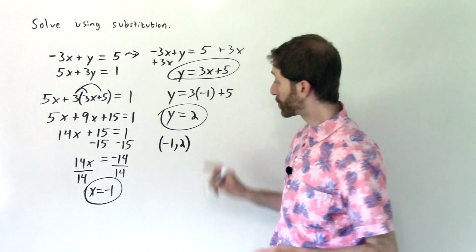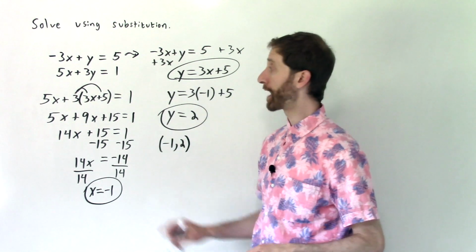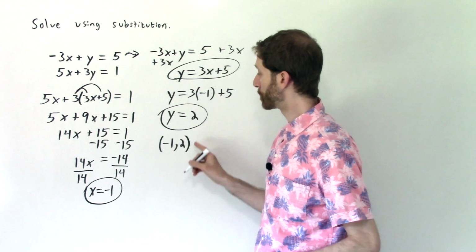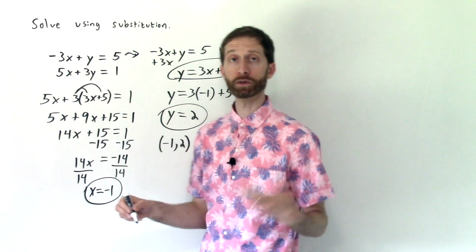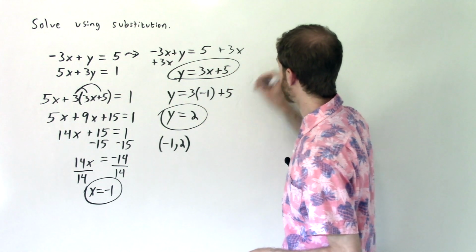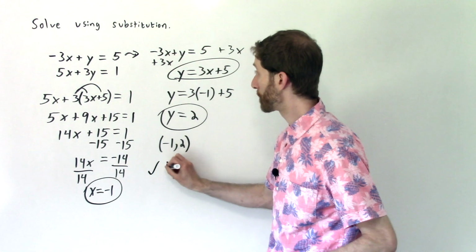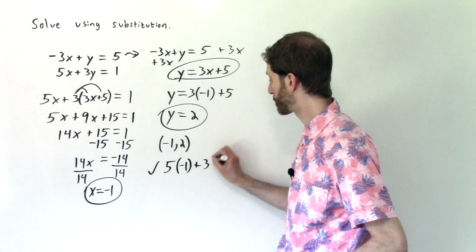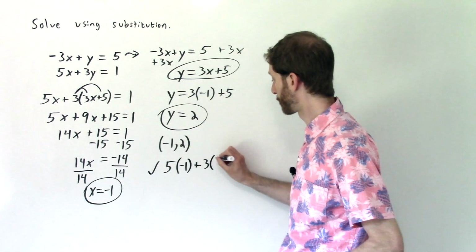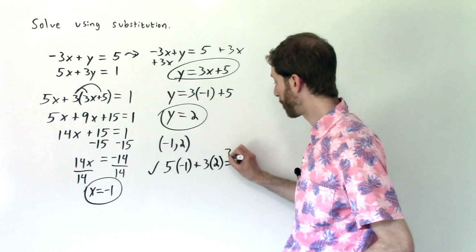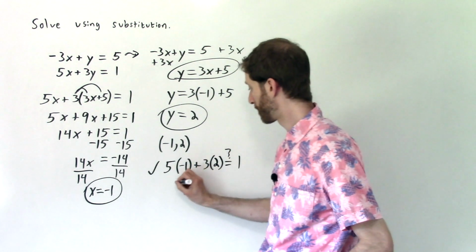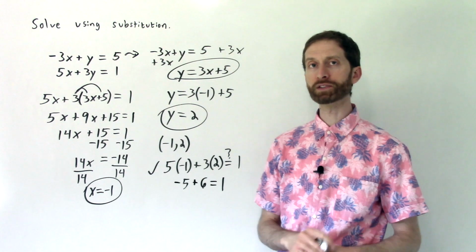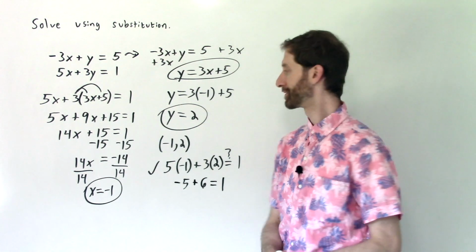And as always, I'm going to check this answer by plugging in the x and y values into their corresponding variables in the other equation that we've not used to solve for y. So that would be 5x plus 3y equals 1. So we'll do our check. That would be 5 times x, which is negative 1, plus 3 times y, which is 2. And the question is, is that equal to 1? And the answer is yes. 5 times negative 1 is negative 5, plus 3 times 2 is 6, and negative 5 plus 6 is indeed 1. So we're right. Sweet.